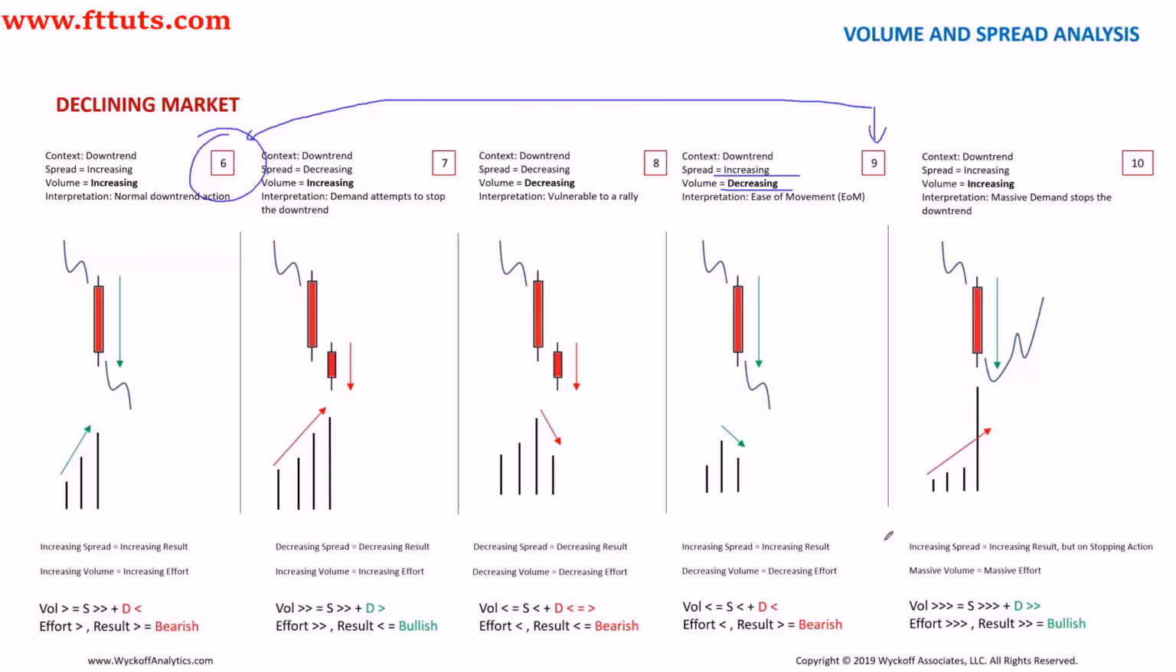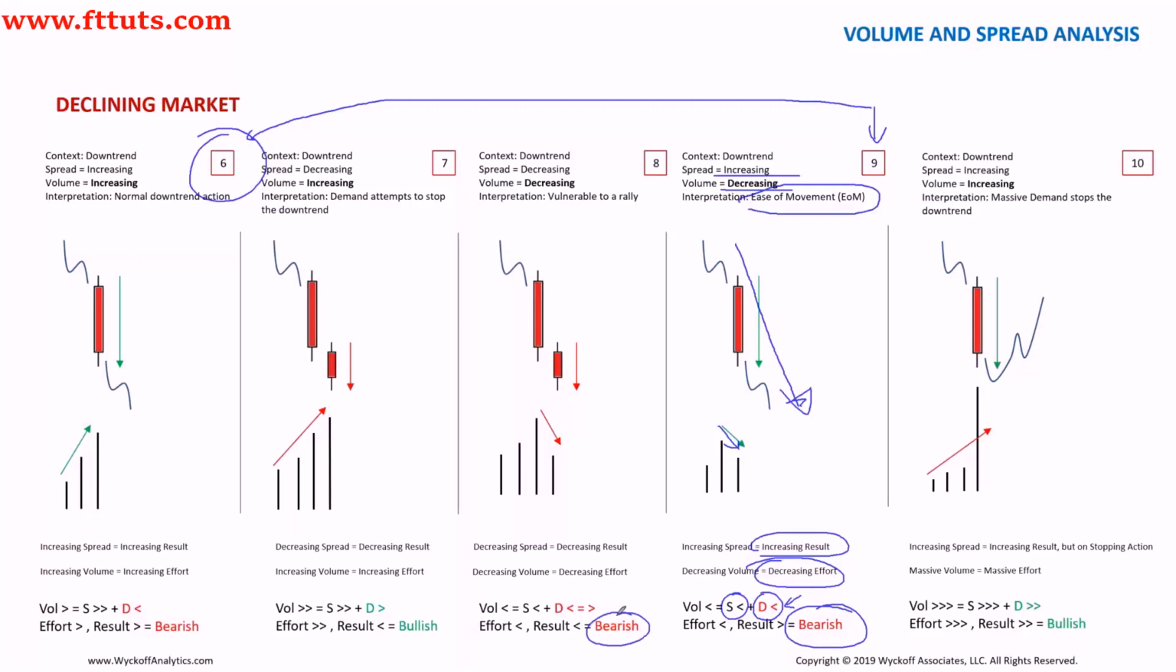Okay, so what do we see on the result? Obviously, increasing result with this type of spread, and then it happens on decreasing effort. Volume signature goes down. So that suggests both a decrease of supply and a decrease of demand. And that suggests, again, an ease of movement, as the price could move lower on diminishing demand signature, and therefore it is a short-term bearish interpretation.